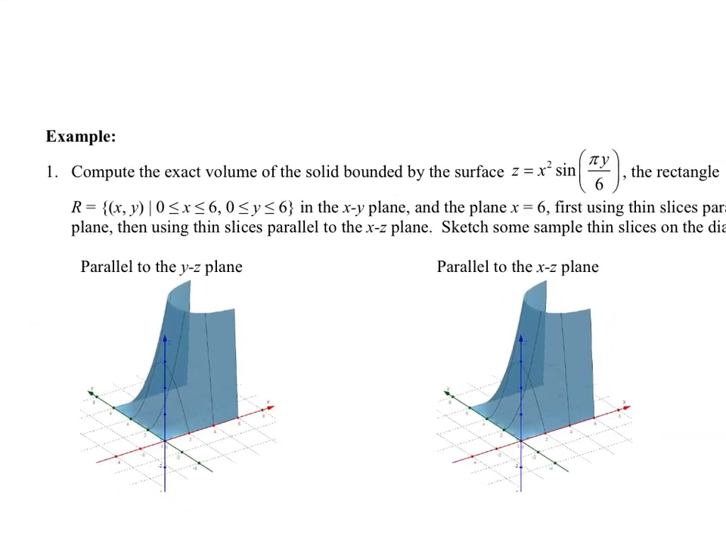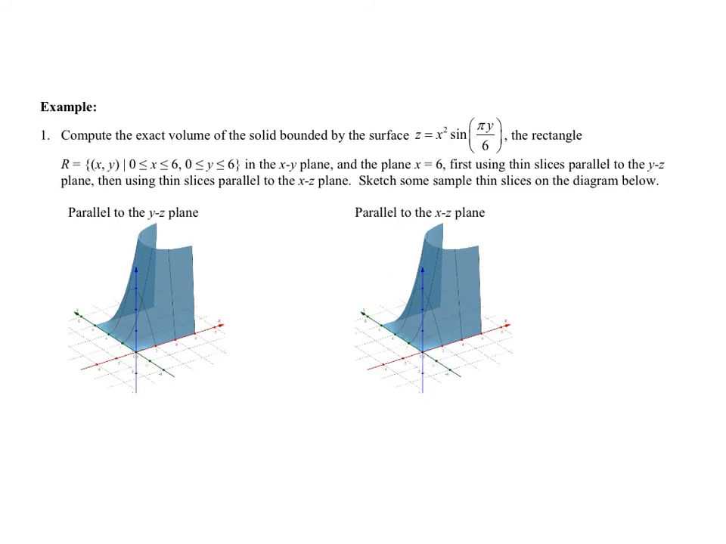So what we want to do is find the exact volume of a solid bounded by the surface given, and then we have a rectangular base region. So that tells us that we're going to be able to swap our variables of integration. All right.